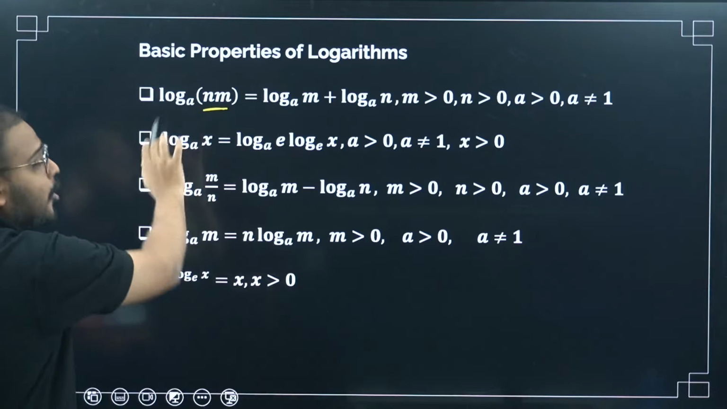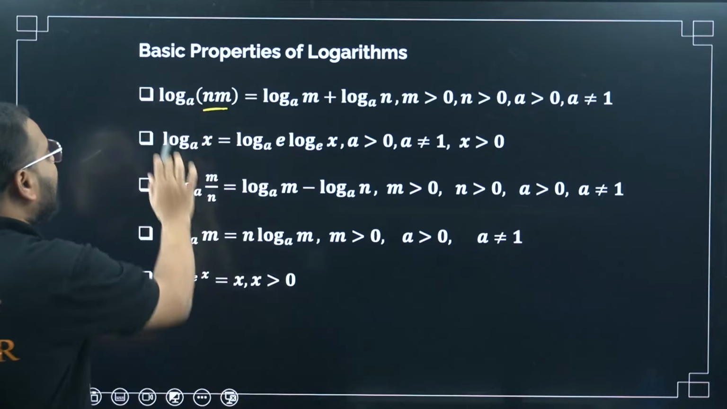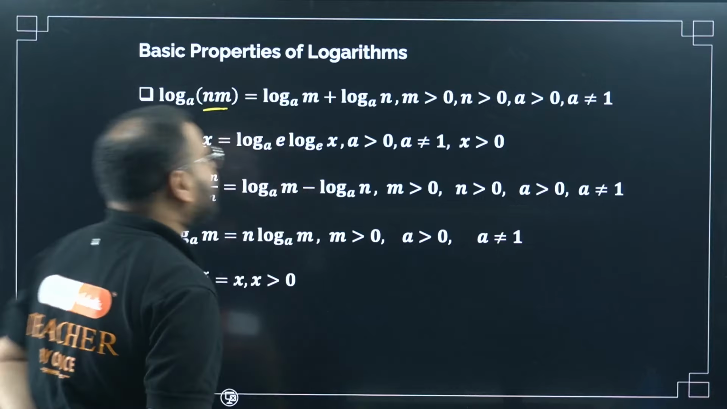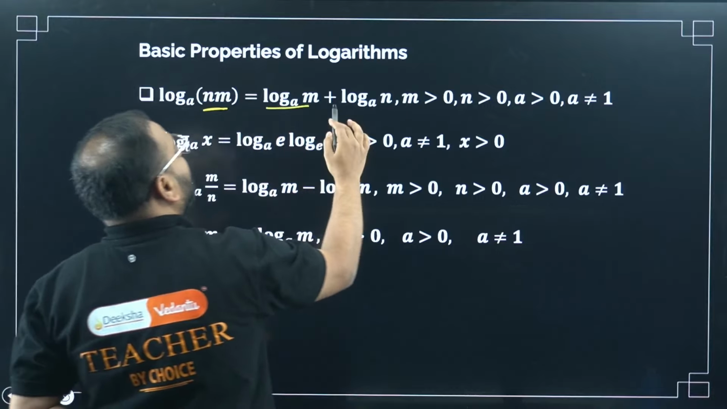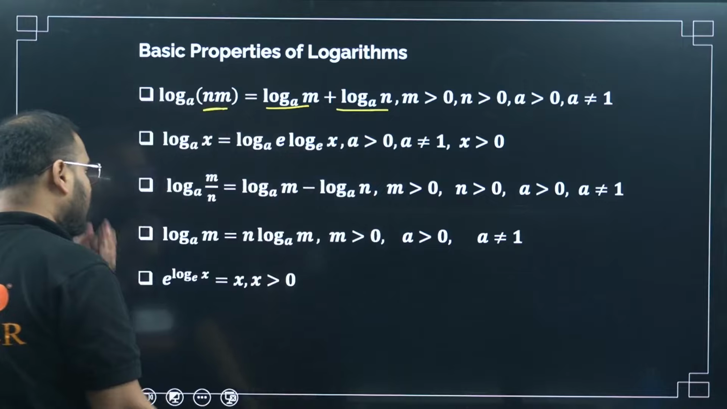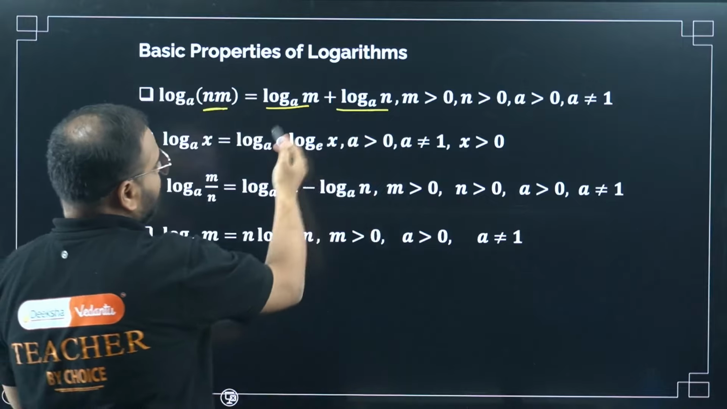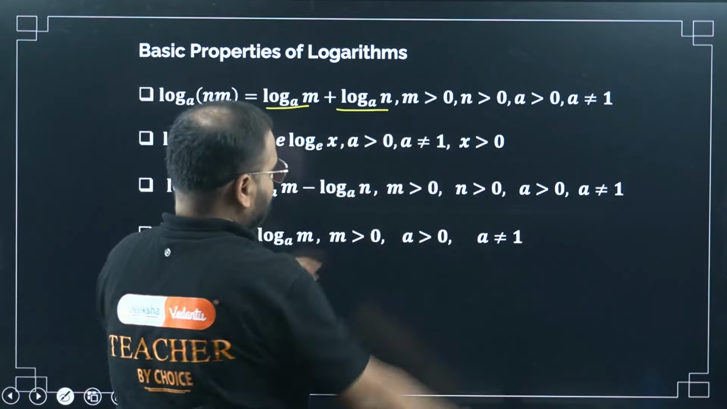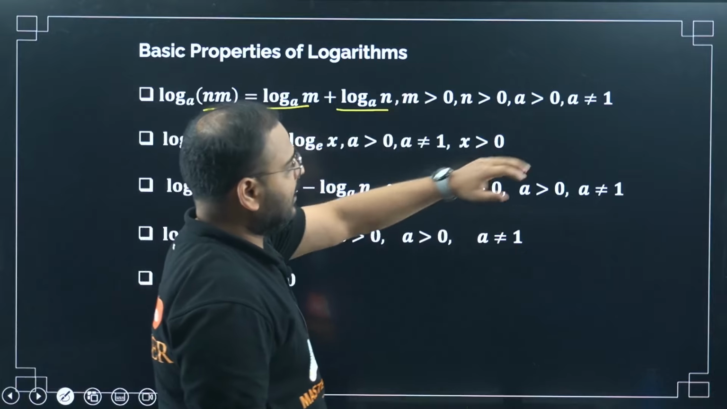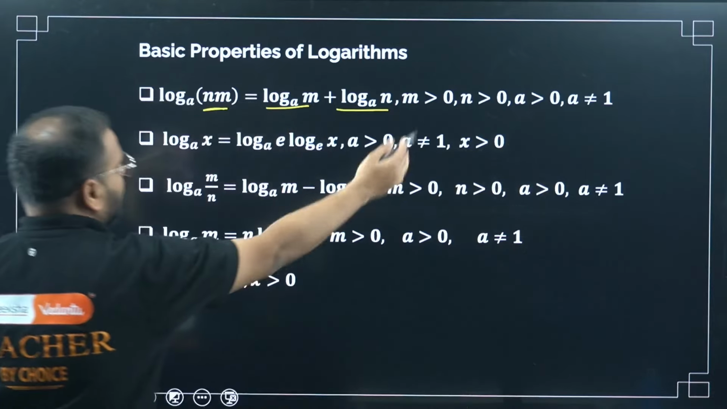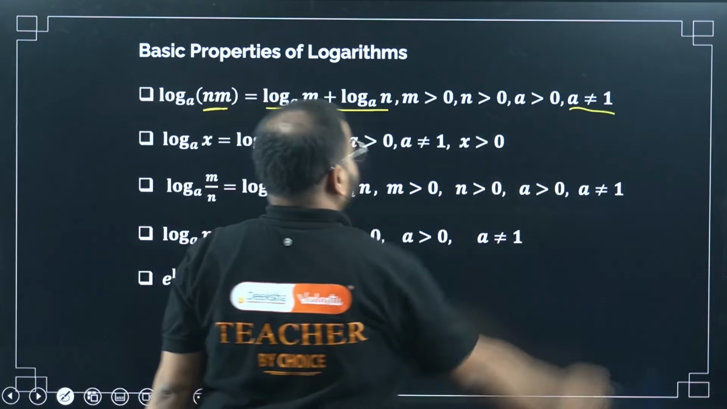If I have log operating on the product of two numbers, I can simply take log of one number plus log of the second number, and we'll get the same answer. Again, the domain part comes into the picture. Both values will be greater than 0, and the base not equal to 1. The base cannot be equal to 1.